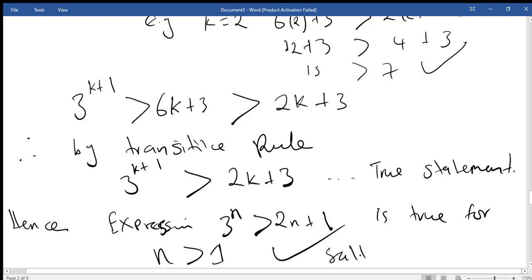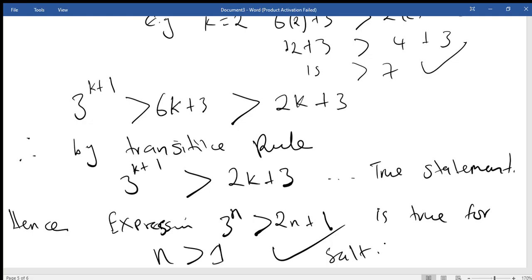So this is how you will be solving questions involving inequality types. Whatever inequality question you are going to have, you solve it in that manner.